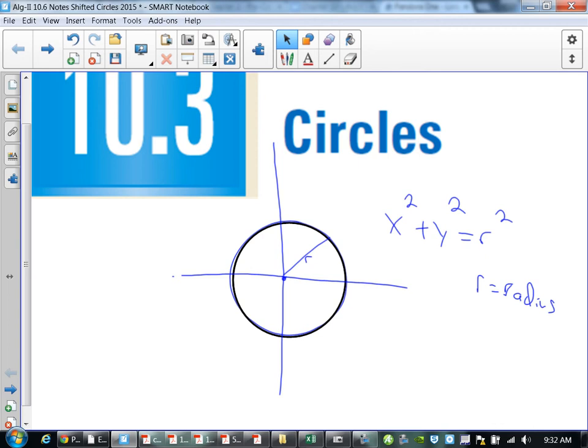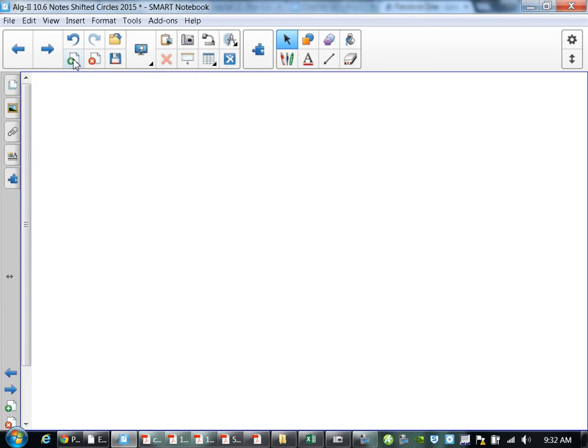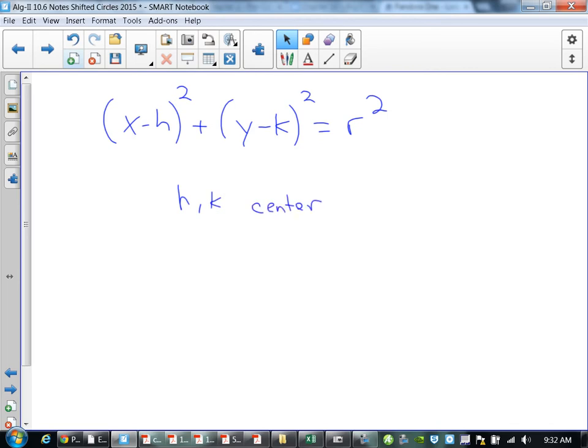But what you guys did right off the bat was you didn't center it at the origin, because that's boring. We just jumped right into an h and a k. So you guys did stuff like this, where h and k are the center, and r is the radius.